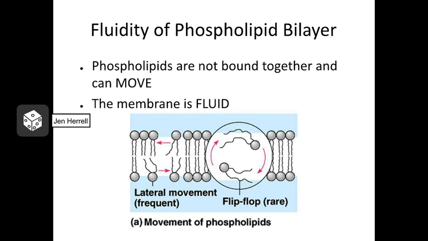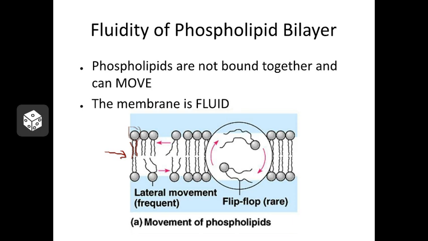Now, one of the neatest things about this membrane, I think, is that it's a liquid. It is fluid. Now, why is that? Well, it's because the phospholipids are not bound together. They just hang out together, and they hang out in this orientation so that they can squeeze their tails into this layer. Now, why do they do that?